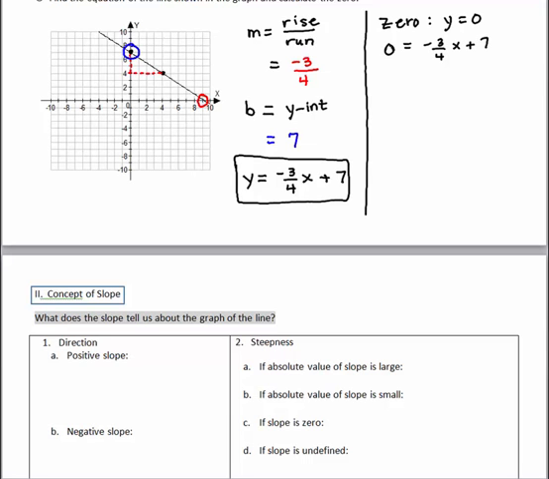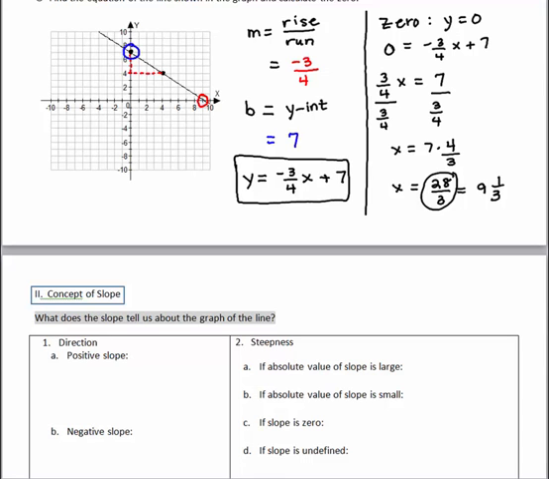I'm going to add the 3/4 x to bring it over to the left side. 3/4 x equals 7. And if I divide by 3/4, that's actually the same as multiplying by 4/3. And x turns out to be 28/3, or 9 1/3. So the 0 is 28/3. 9 1/3 certainly again seems reasonable. We were guessing it was somewhere between 9 and 10, in fact, closer to 9.